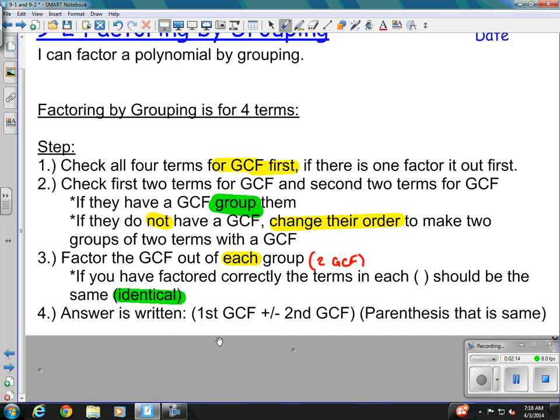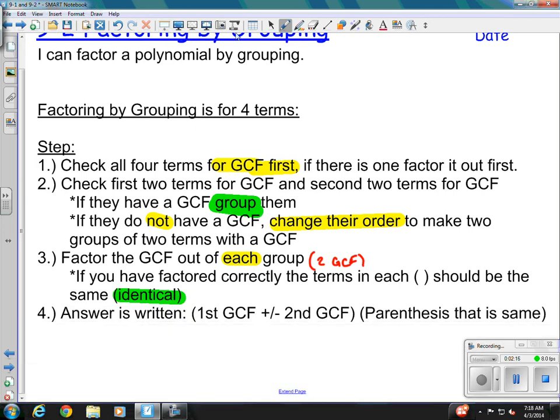And lastly, we write our answer with our GCFs in our first parenthesis. And then in a second parenthesis, we have the one that's the same. So in GCF, we only had 1 parenthesis. In grouping, our answer has 2. It'd be 2 binomials. So answer will be 2 binomials.